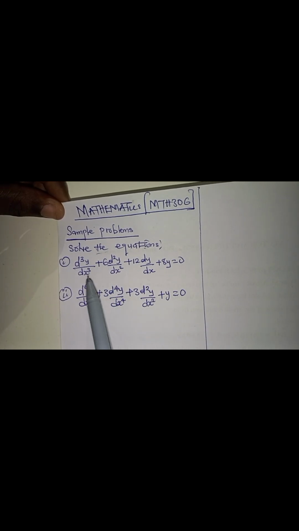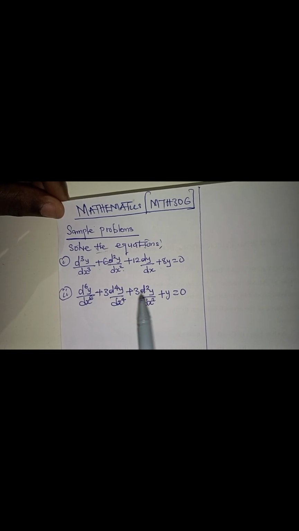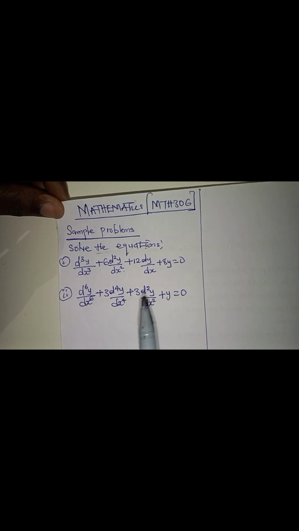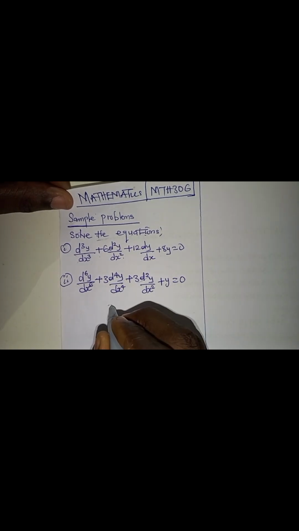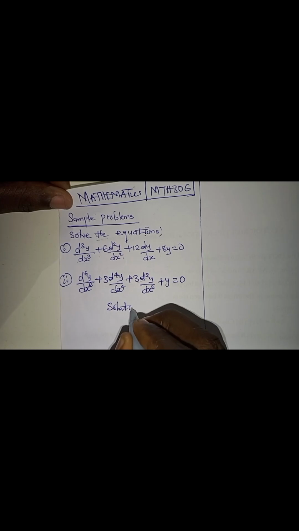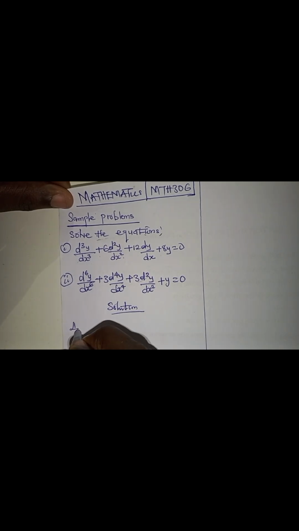Solve the equation d cube y over dx cube plus 6 d square y over dx square plus 12 dy dx plus 8y equal to 0. Now if you notice this problem, we were not given initial conditions, that's boundary conditions. Means that when solving this equation, because we are not given boundary conditions, we will only end at the auxiliary equation. Right, so let's analyze this problem. Solution of this problem starting from question 1.